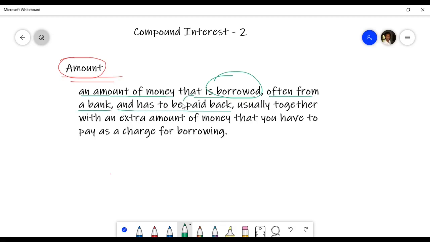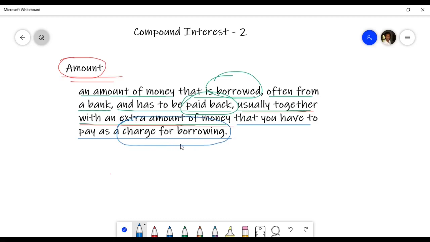When we borrow money from the bank, we have to pay back the money to the bank, but we are not paying the same amount that we borrowed, right? Usually we have to pay an extra amount of money as a charge for borrowing that money. So very quickly, if I take ₹1,000 as a loan from the bank, the amount payable to the bank will be ₹1,000 plus the accumulated interest. So amount is equal to principal plus interest. So this is what amount is.